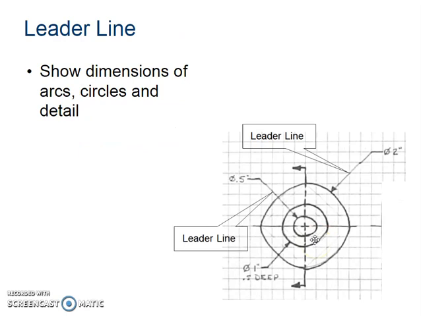Different things. How do you dimension circles and arcs? You use leader lines. So leader lines come off at an angle. Point is on the circle and it points to the center of the circle. This leader line points to the center of the circle. So its point is on the circumference, the outside of the circle, but then it's pointing to the center of that circle that is there.